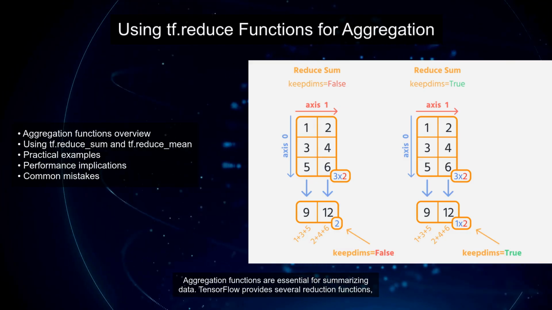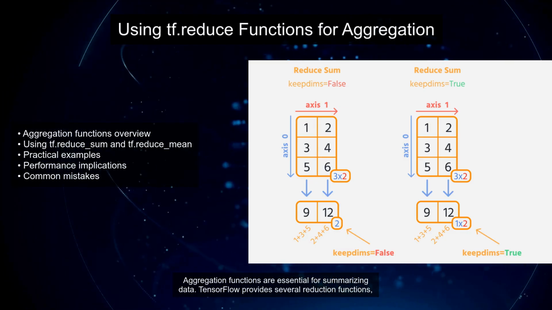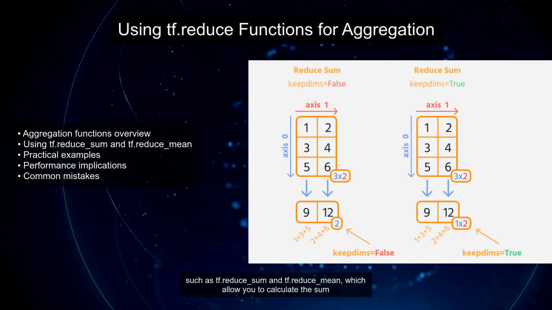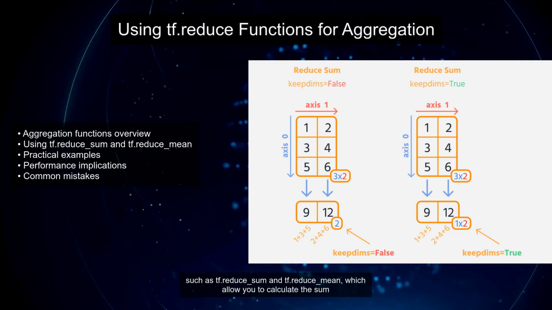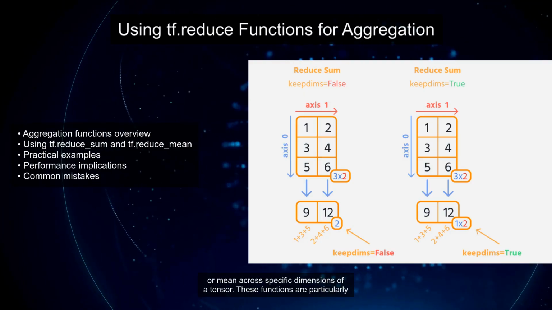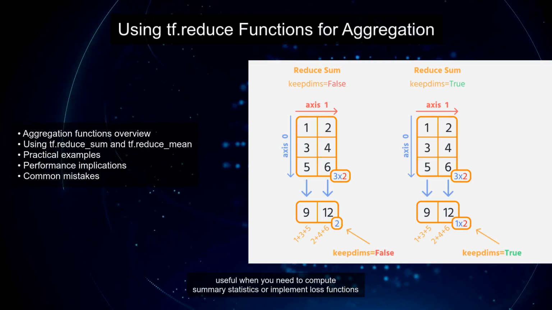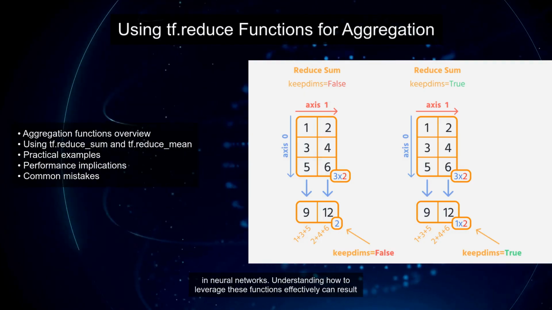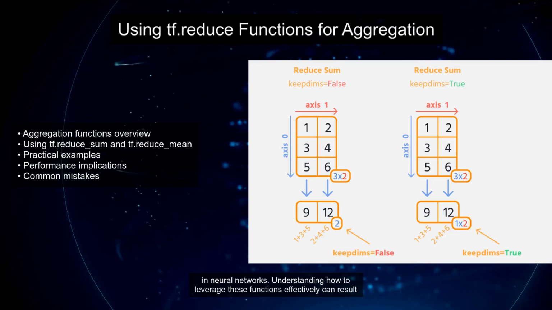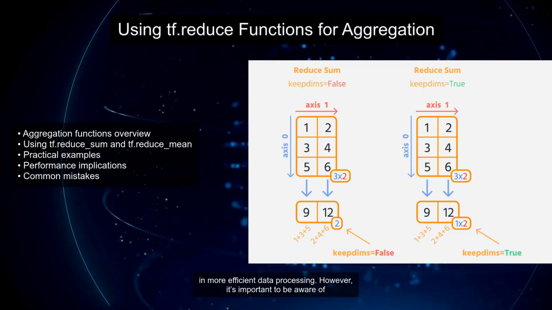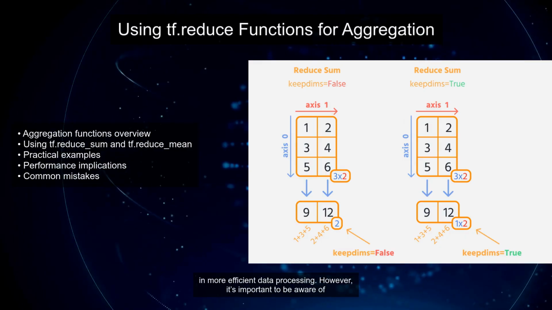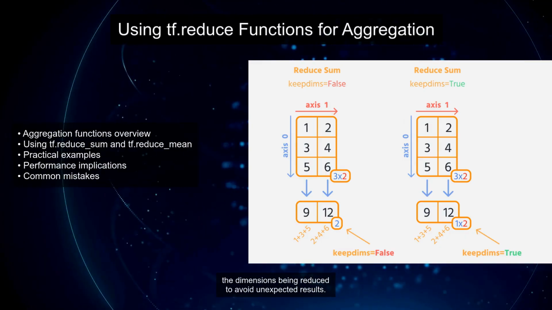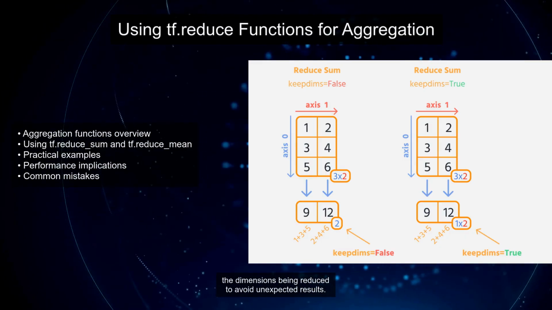Aggregation functions are essential for summarizing data. TensorFlow provides several reduction functions, such as tf.reduce_sum and tf.reduce_mean, which allow you to calculate the sum or mean across specific dimensions of a tensor. These functions are particularly useful when you need to compute summary statistics or implement loss functions in neural networks. Understanding how to leverage these functions effectively can result in more efficient data processing. However, it's important to be aware of the dimensions being reduced to avoid unexpected results.